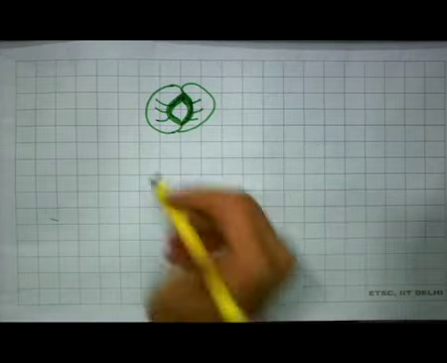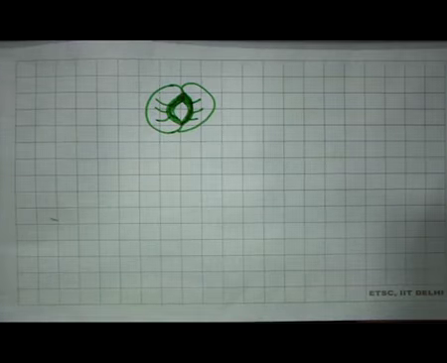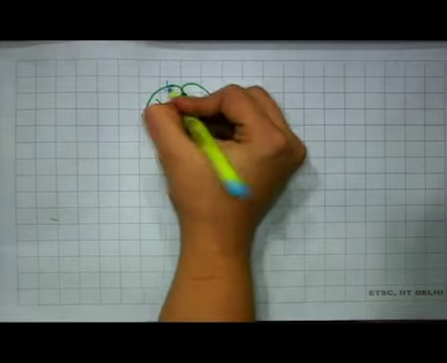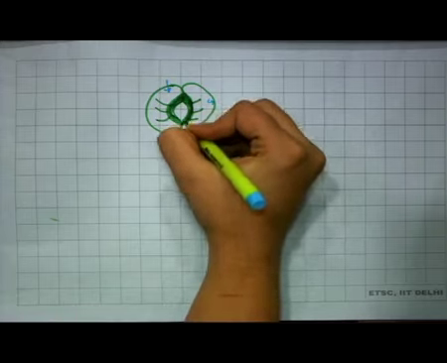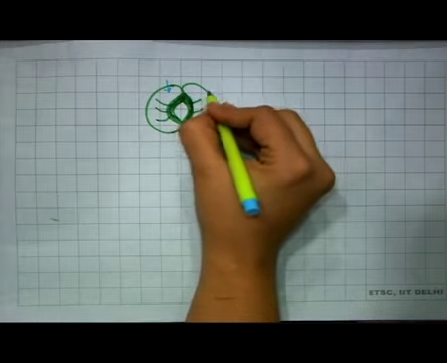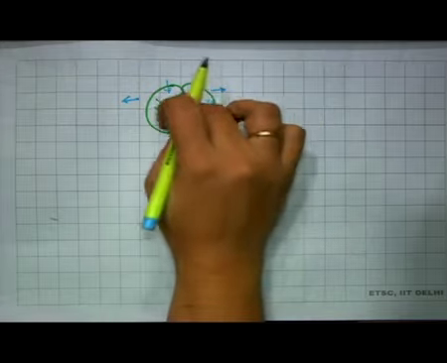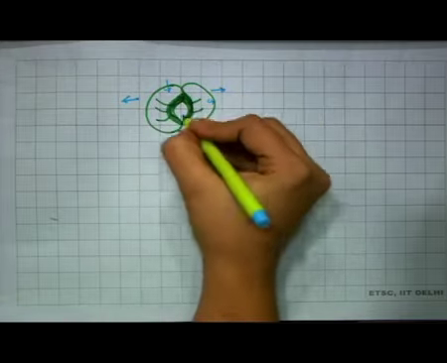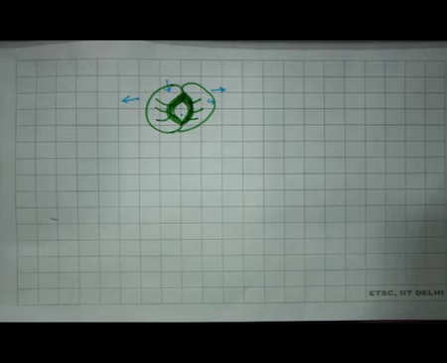Now, what will happen? Because of these thickenings, when water moves in, these walls can stretch, but these walls can't stretch. As a result, these walls will be pulled outside and the stomatal aperture or the pore will open up. Let us see how this happens.